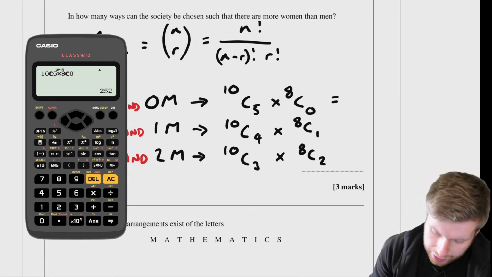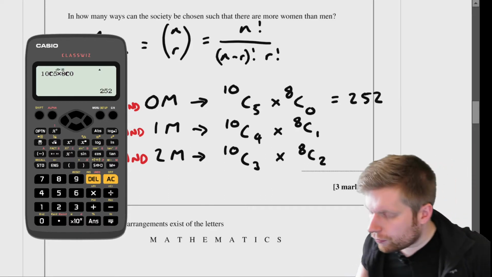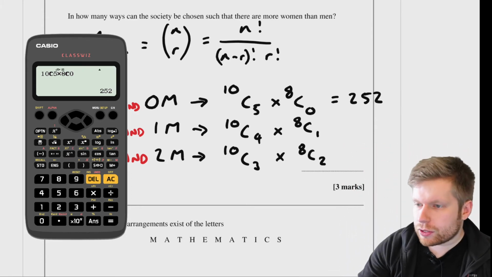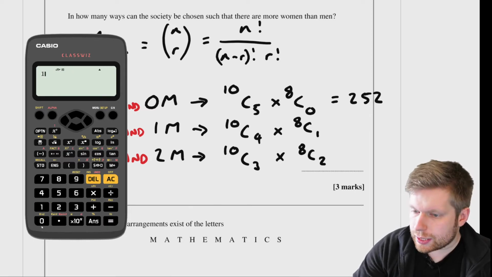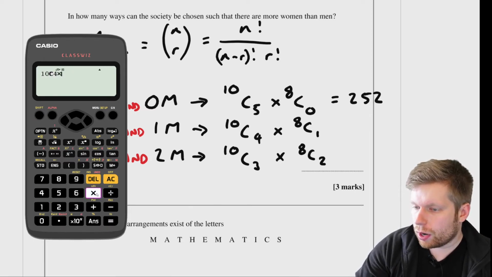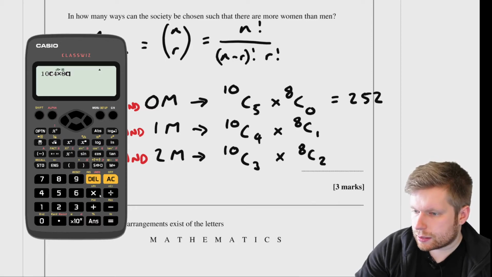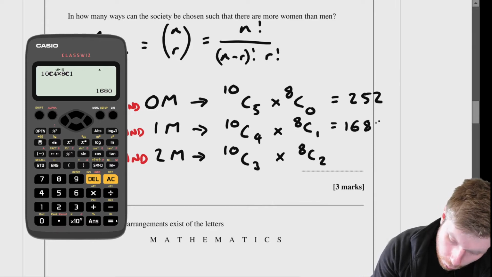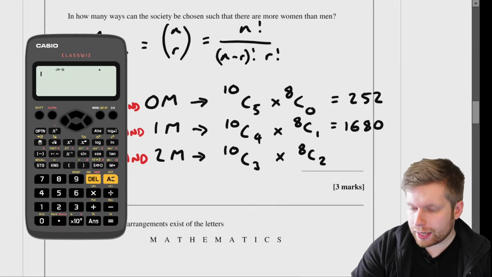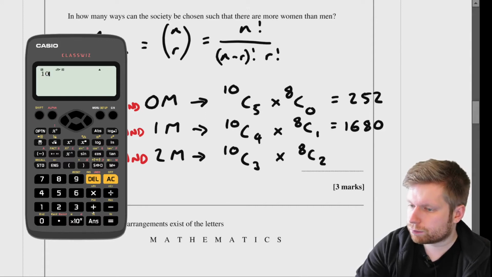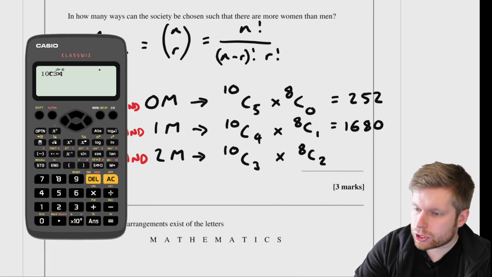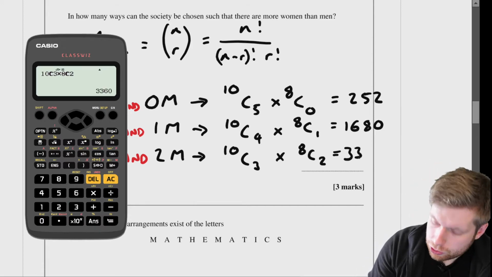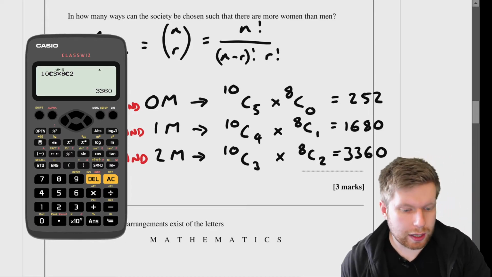Now, if I hit enter, it brings me back 252 ways. So there's 252 ways in which we can choose all members of the society to be women and no men. Then if I do the same for the next one, just very quickly, we're going to go 10 C 4 multiplied by 8 C 1, and that's going to give me 1,680 ways, such that there are 4 women and 1 man. And then finally, the last one, it's going to be 10 choose 3 multiplied by 8 choose 2. Okay, and that's going to give me 3,360 ways such that there are 3 women and 2 men in our society.